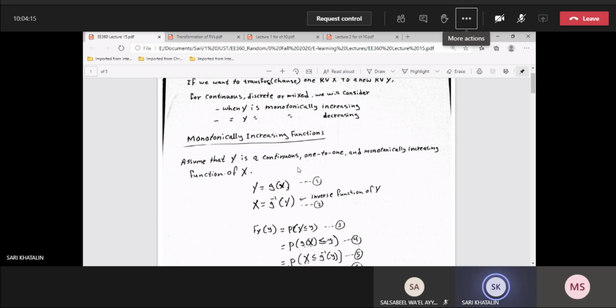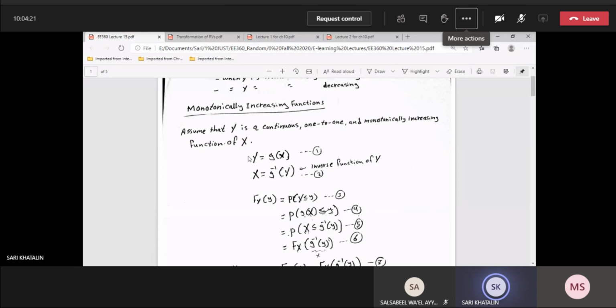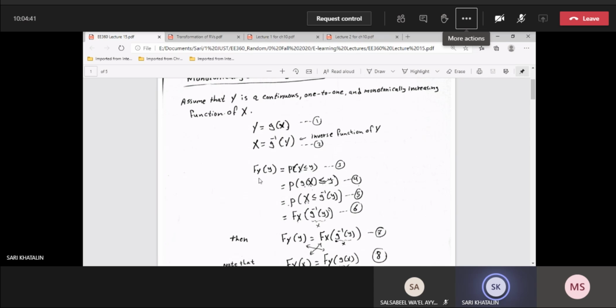Let's assume that y is a continuous one-to-one monotonically increasing function of x. Which means, as shown in equation 1 here, the random variable y is a function of x. So the inverse function of y will give us the random variable x. So if we need to find x, we just take the inverse of the function y as shown in equation 2. So the CDF of y, the new random variable, as we know, is shown in equation 3, which is the probability of capital Y being less than or equal to small y.